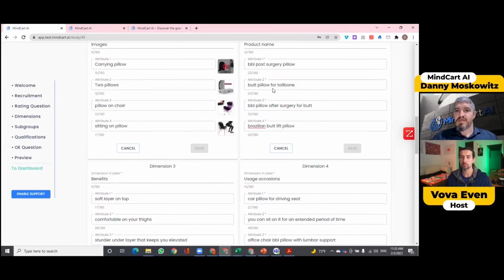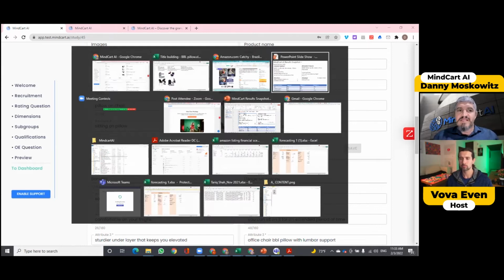It takes an image and a product name and a usage occasion and a benefit and puts it together and shows it to somebody. Then it takes another combination and shows it to somebody. It keeps showing and showing. Hundreds of combinations, hundreds of people, and it starts to see what combinations people like and what combinations people don't really care about. This takes a few hours, and once you've done that, it spits out results.